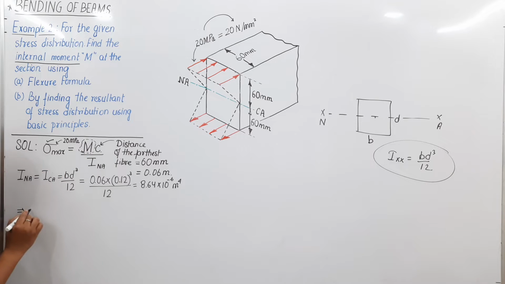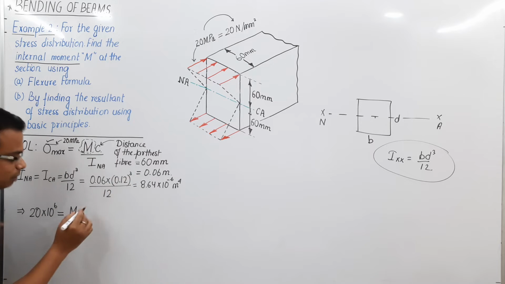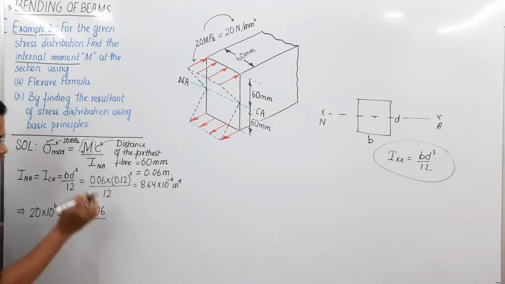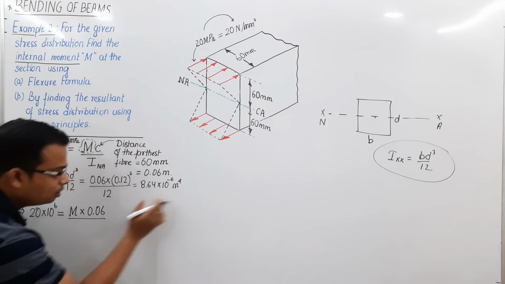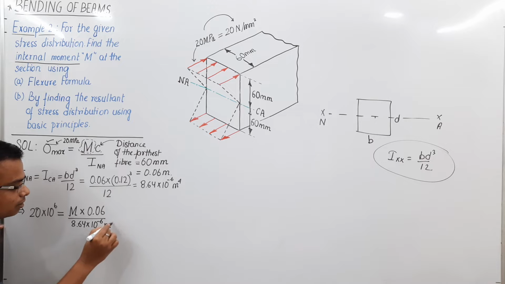How much is sigma max? 20 megapascal. That means 20 into 10 raised to 6. Now this is in SI units, Newton per meter square. Equal to M, which has to be calculated, so let me write it as M multiplied by C. C is 60 millimeters, so in meters it is going to be 0.06, divided by obviously the area moment of inertia, 8.64 into 10 raised to minus 6 meter raised to 4.